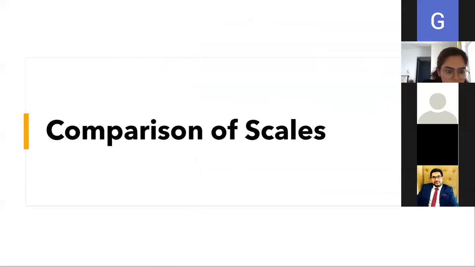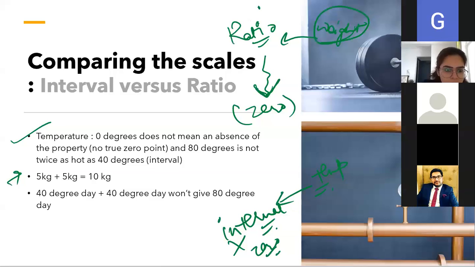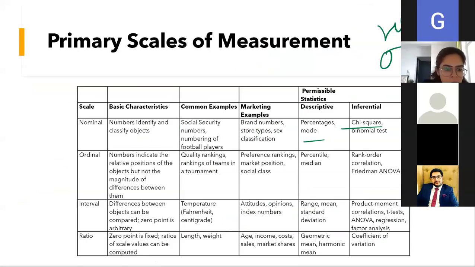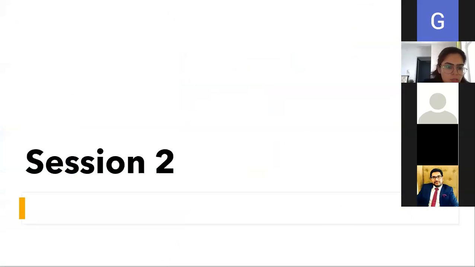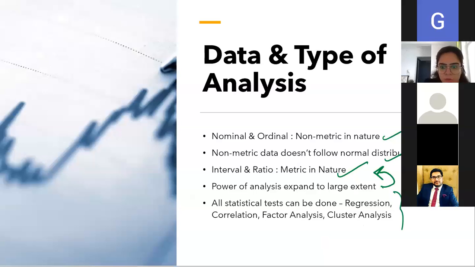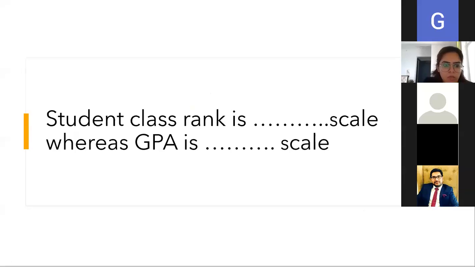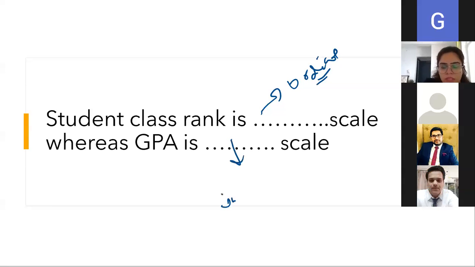So we discussed all that. We also compared these scales. Today, these are certain analyses that you can do. You can go through the slides, okay? Student class rank is what scale? Ma'am, ordinal. Ordinal, yes. But if I ask GPA? Interval.